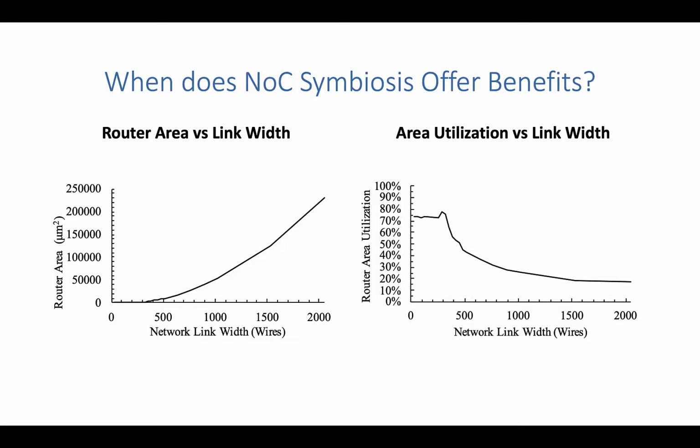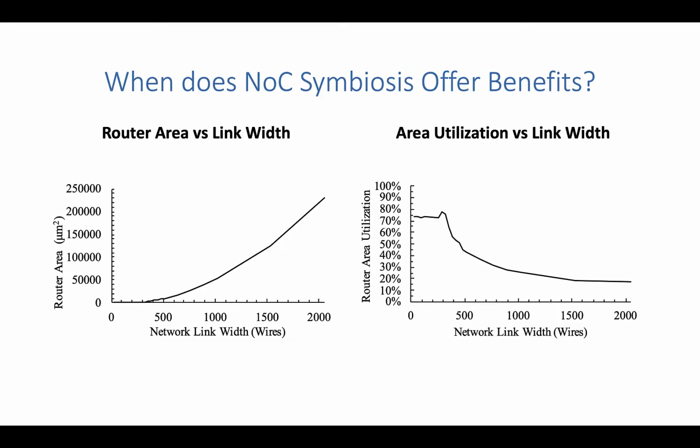To demonstrate this, we collected 2 graphs. First, on the left, we have the graph of router area versus link width. On the x-axis, we have the network link width in wires, as we varied it from 16 to 2048. On the y-axis, we have the router area in square microns. As the network link width increases, so too does the router area, and specifically, the router area increases quadratically as the network link width increases. This is consistent with conventional wisdom.